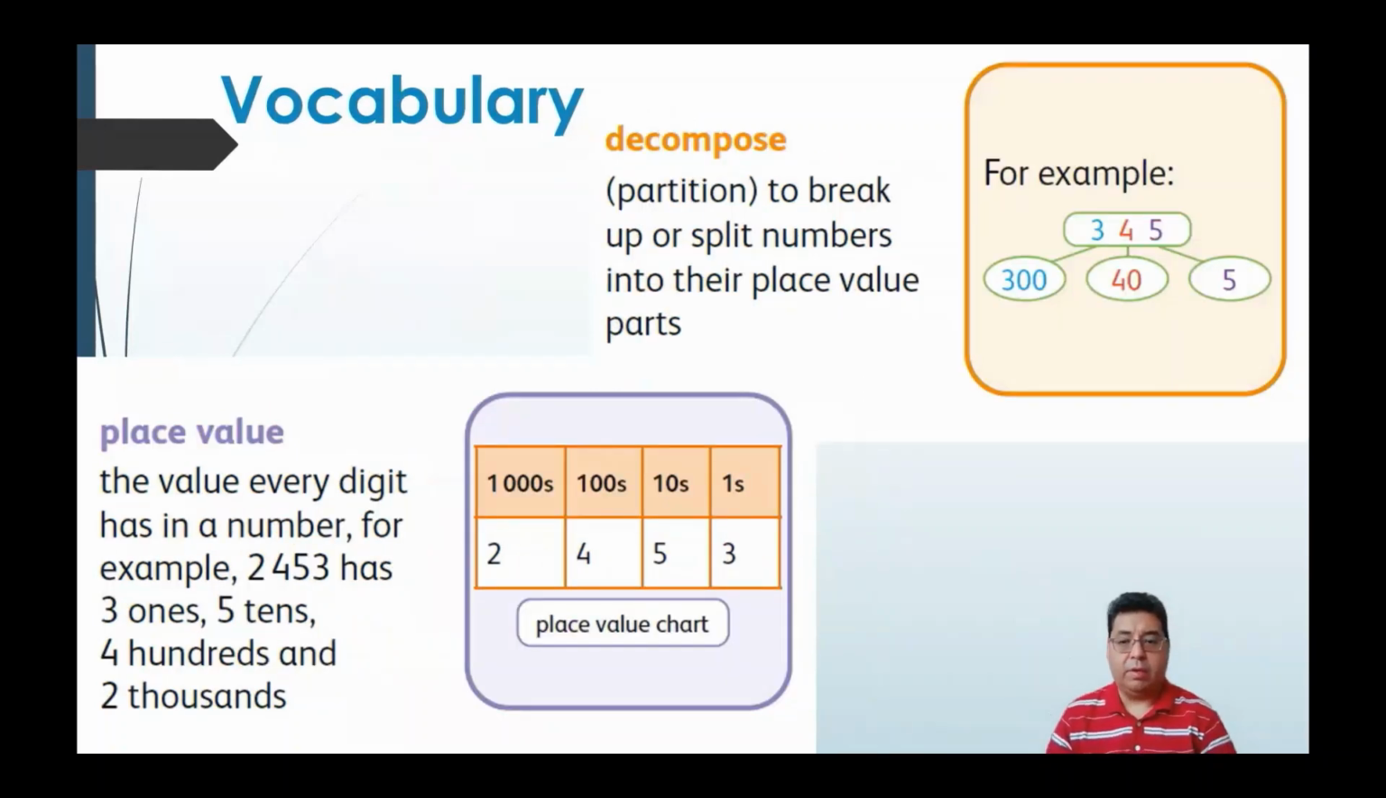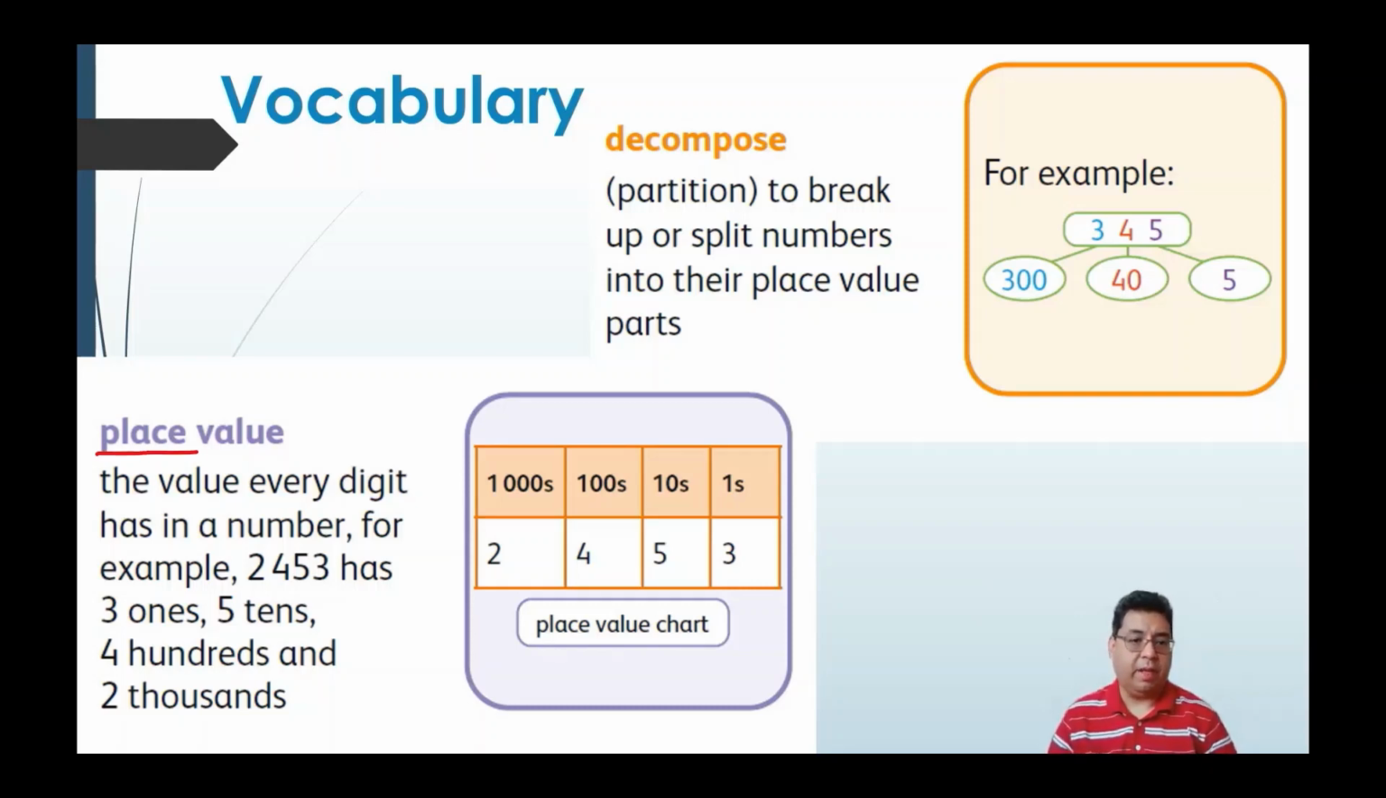Some other vocabulary words we have are the word decompose. Now, in the context of math, decompose means to partition, to break up or split up numbers into their place value parts. And as you can see, I have this example here, 345. I break it up into 340 and 5. And if you're a little confused about why I'm showing that, I will explain this more later in the video.